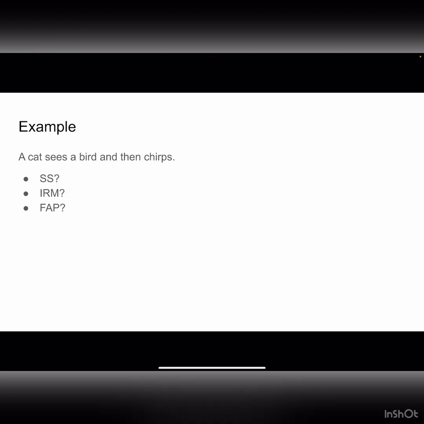Let's try this. A cat sees a bird and then chirps. And yes, it's actually called chirping, I made sure to check. They typically chirp when they're excited. Anyway, go ahead and try this one on your own. See if you can identify the sign stimulus, innate releasing mechanism, and fixed action pattern. If you need more time, feel free to pause the video.